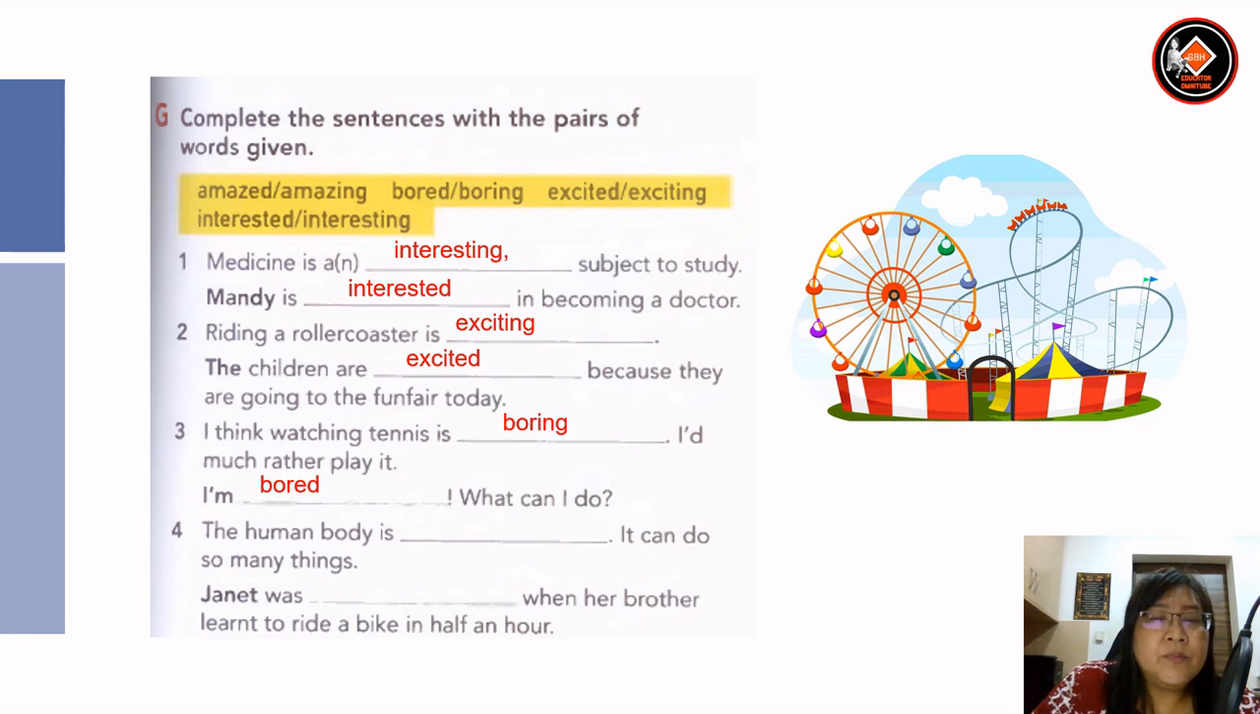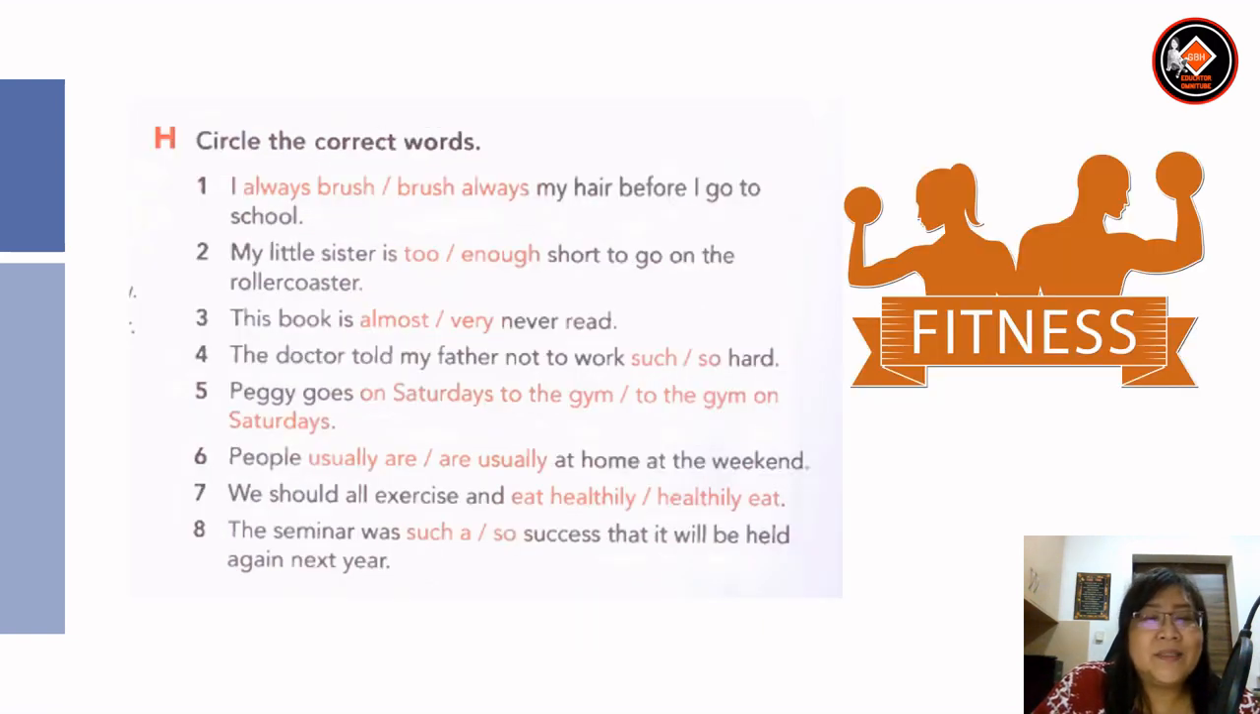Number 4, the human body is amazing. It can do so many things. Janet was amazed when her brother learned to ride a bike in half an hour. Let's continue with exercise H. Circle the correct words. Number 1, I always brush or brush always my hair before I go to school. So the answer is, I always brush my hair before I go to school.